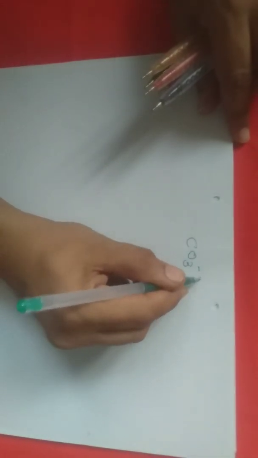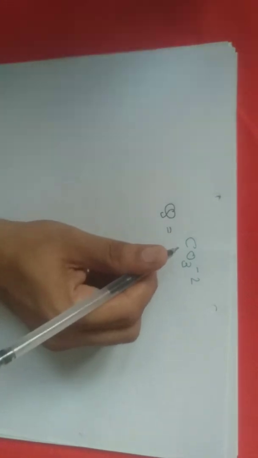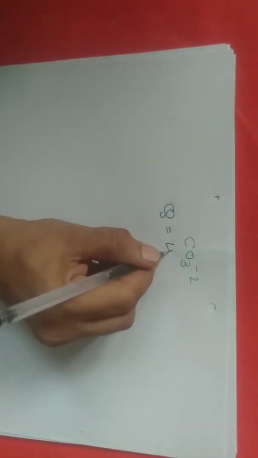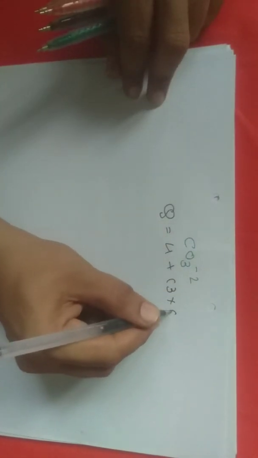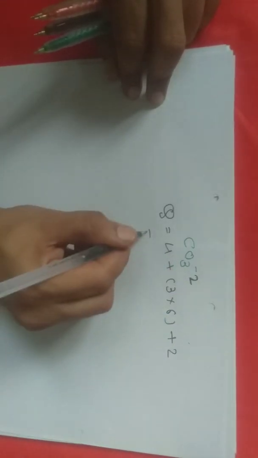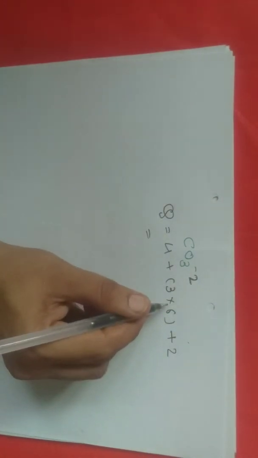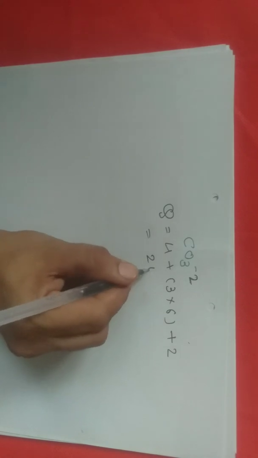Let's take one more example, say CO3 2-. Again, total valence electrons: carbon has 4 plus 3 into 6, because oxygen has 6, and -2 is the charge, so I will put here +2. So 12 plus 4 is 16, 18, plus 4 is 22, plus 2 is 24, so total 24.